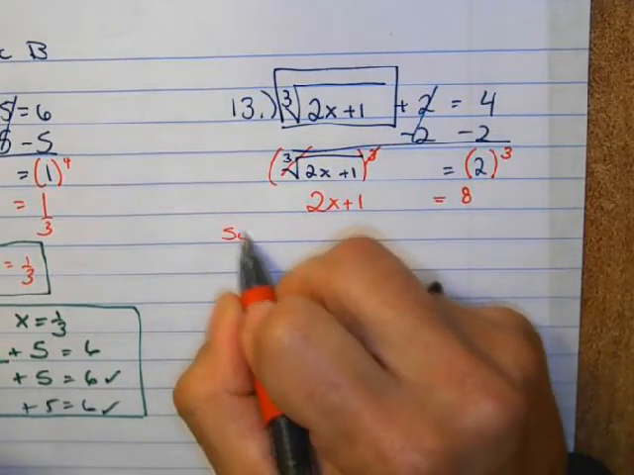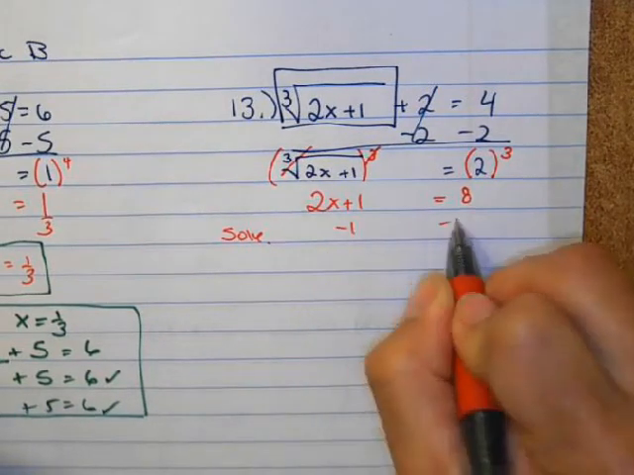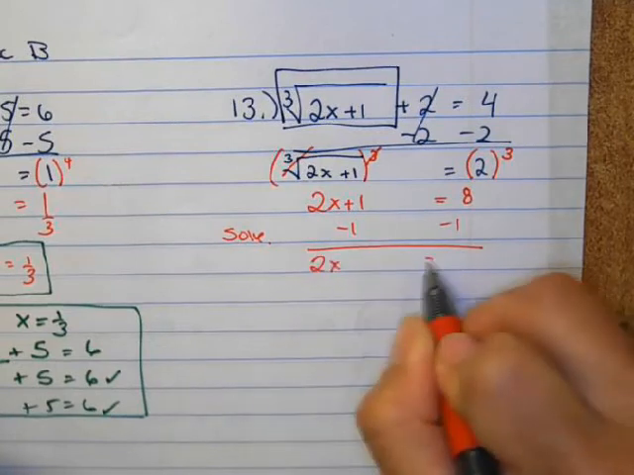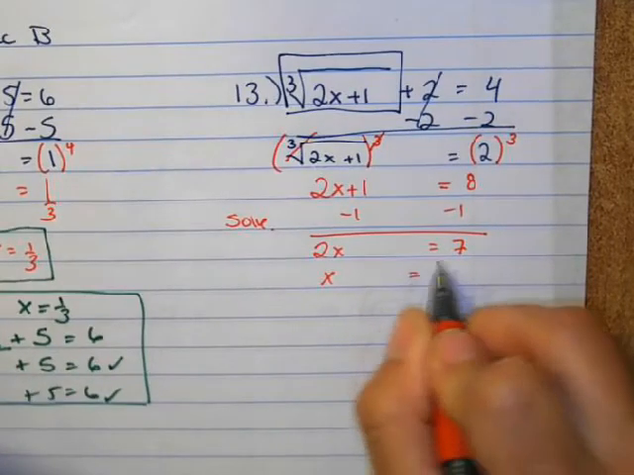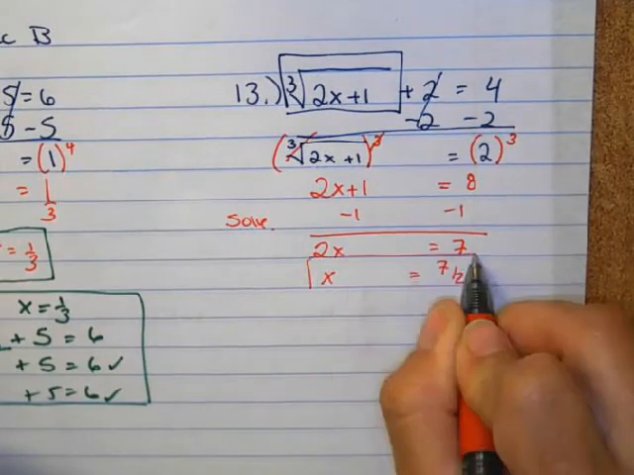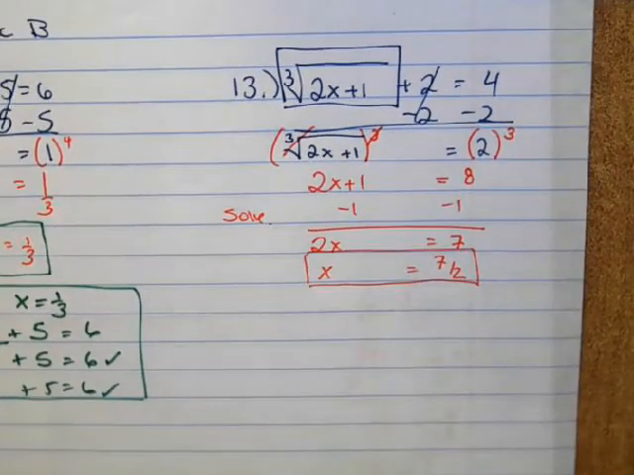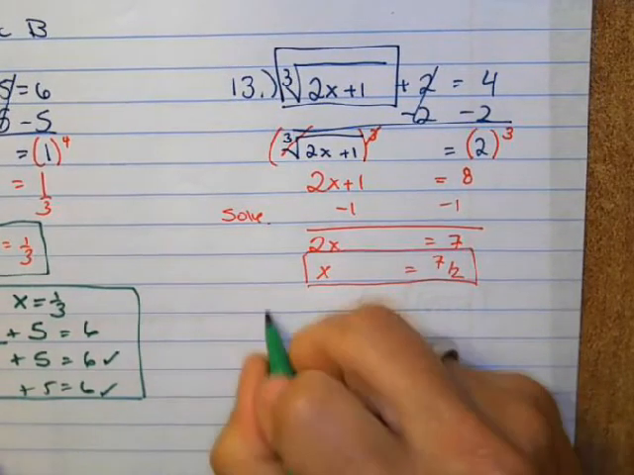Solve. Nice linear here, so I'm subtracting 1. Get 2x equals 7, and x equals 7 halves. Now you could write your answer as 3 1/2. That's equivalent to 7 over 2, but for right now I'm just going to leave it. I don't need to make more work for myself.